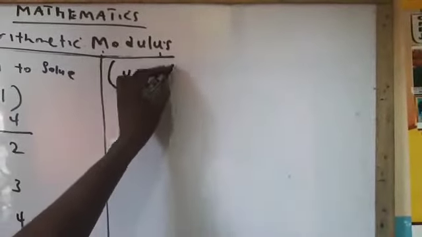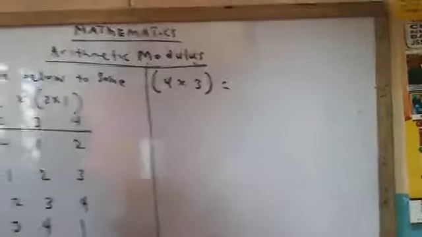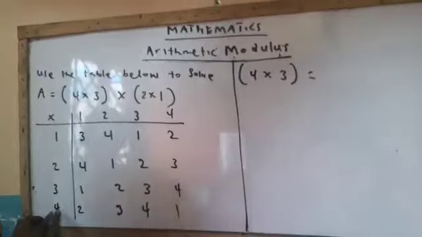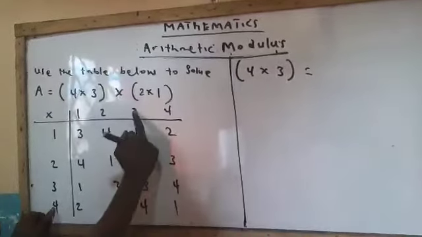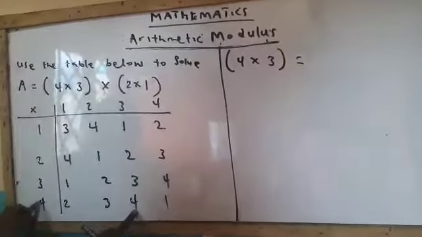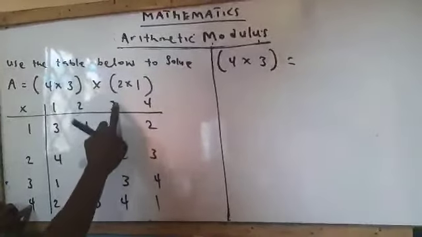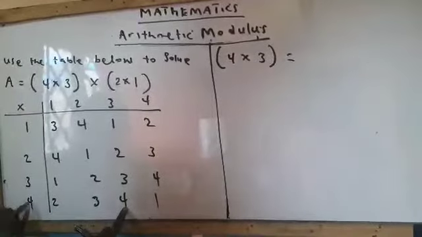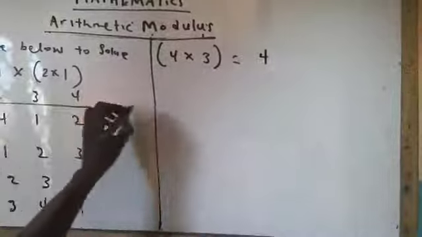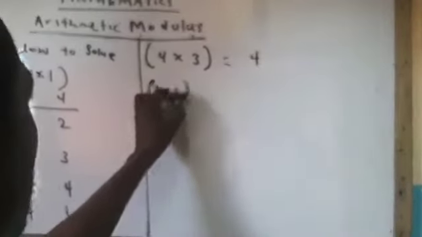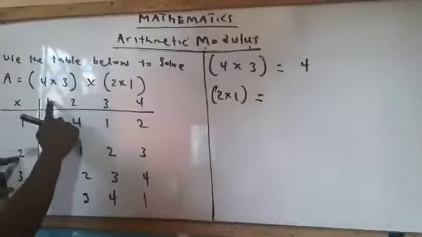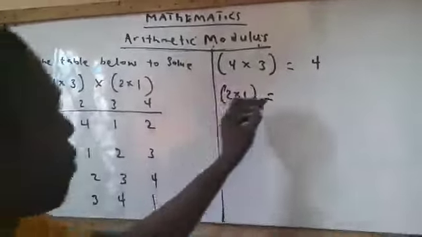4 times 3. Now let's look at the table. 4 against 3. If you study it carefully, 4, 3, that produces 4. You see it now? I take that again. 4 times 3. Trace it down, the outcome is 4. So 4 times 3 gives me 4. Now I'll take the other one. 2 times 1. Now I'll study the table again. 2 times 1 gives me 4.